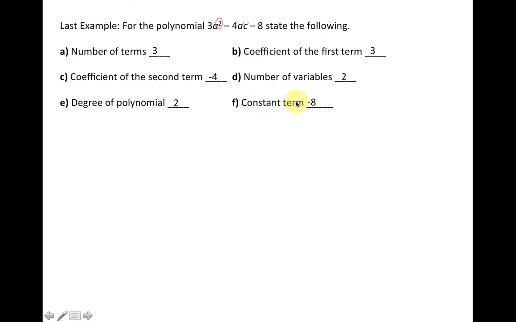So constant term means the term that doesn't have any variables in it, and so this is the term that does not have any variables, and it is negative 8.